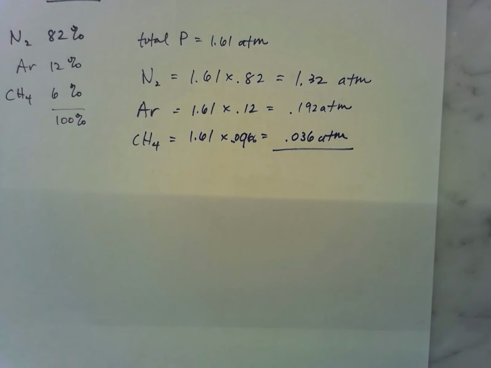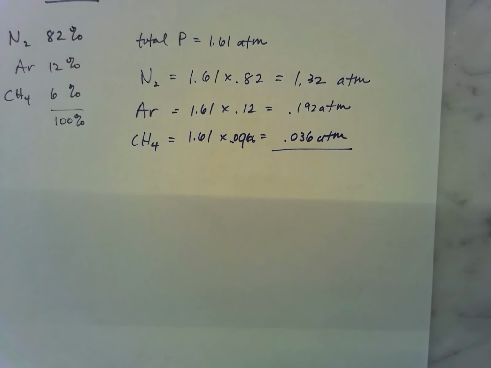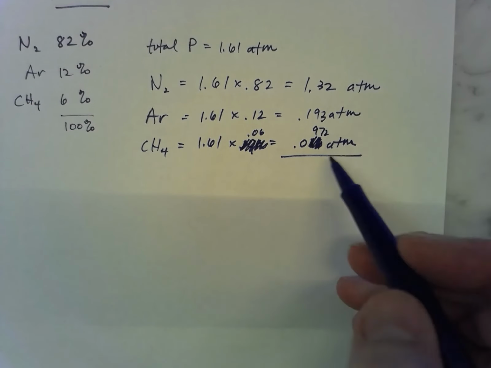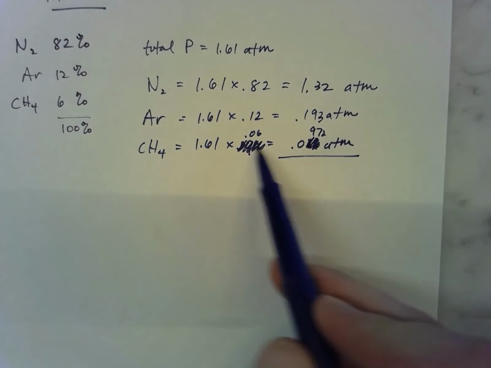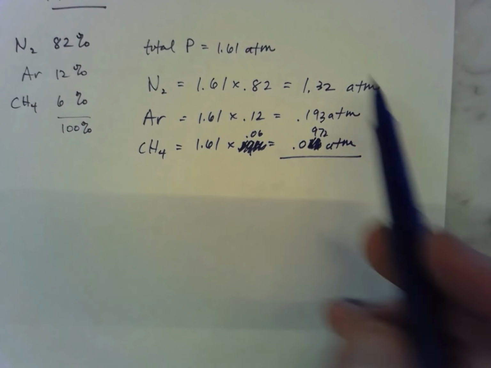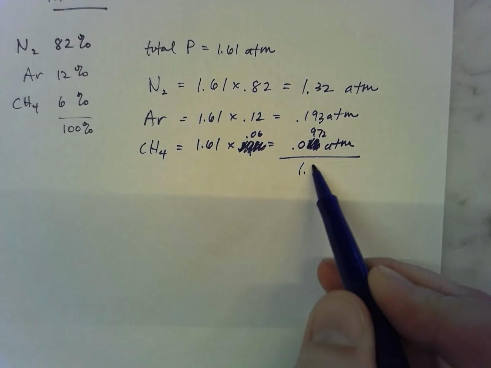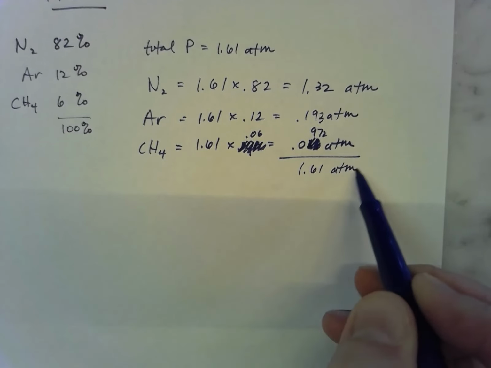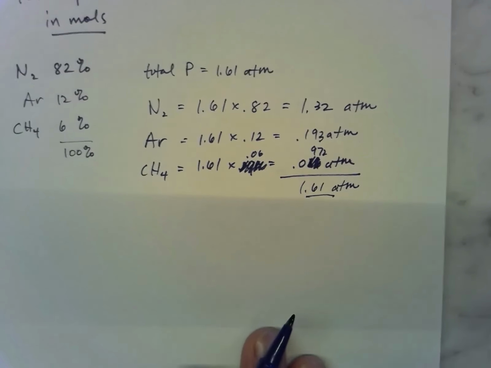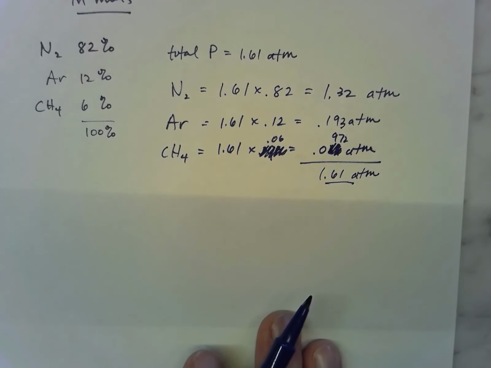I'm getting different numbers than I should. Hold on. All right, sorry about that. And that's why it's important to check, okay? Because for some reason, I was changing this number when I was transferring it over here. Now I've corrected this, and they add up to 1.61 atmospheres. So, an excellent object lesson in why we need to be checking our answers to make sure that they're correct.